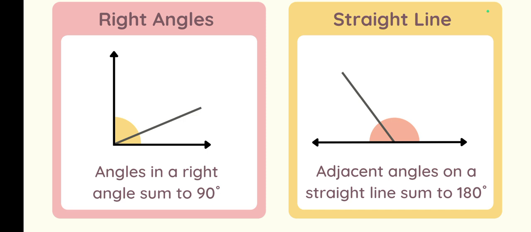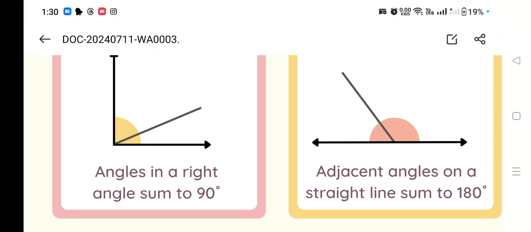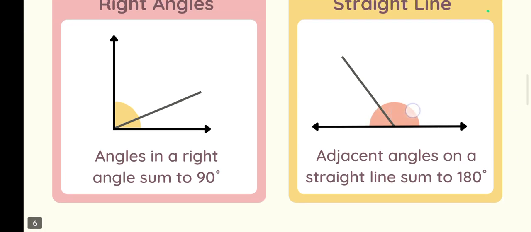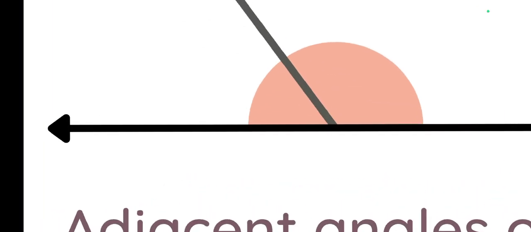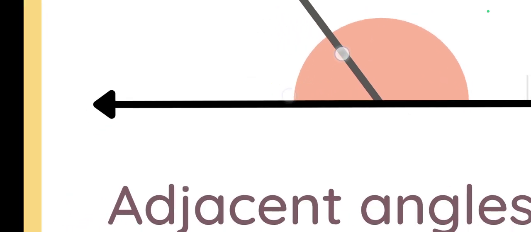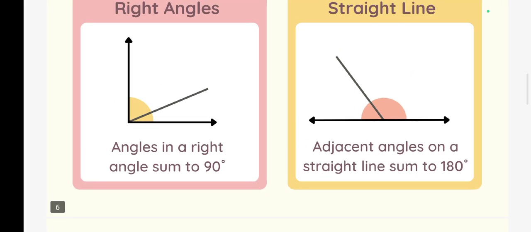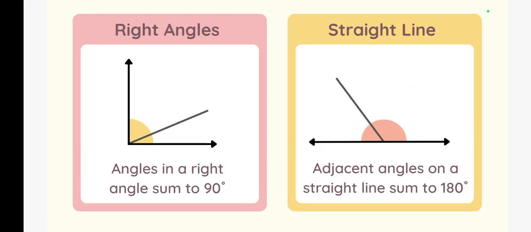For example, if this angle is 30 degrees, then this angle needs to be 180 minus 30, that is 150 degrees, and the sum total would be 180 degrees. The total of the shaded area needs to be 180 degrees. That is the property that adjacent angles on a straight line will always sum to 180 degrees.